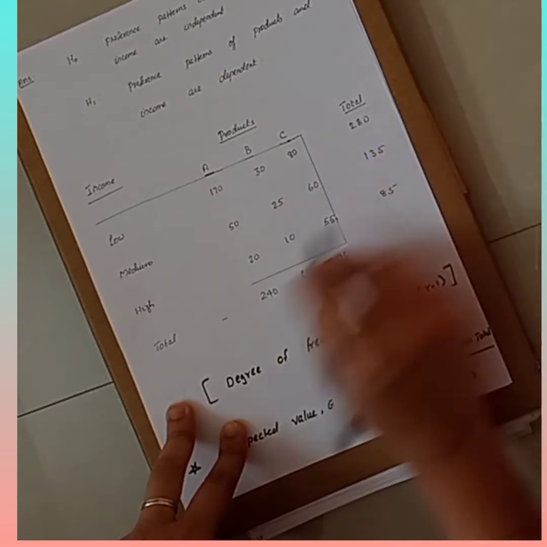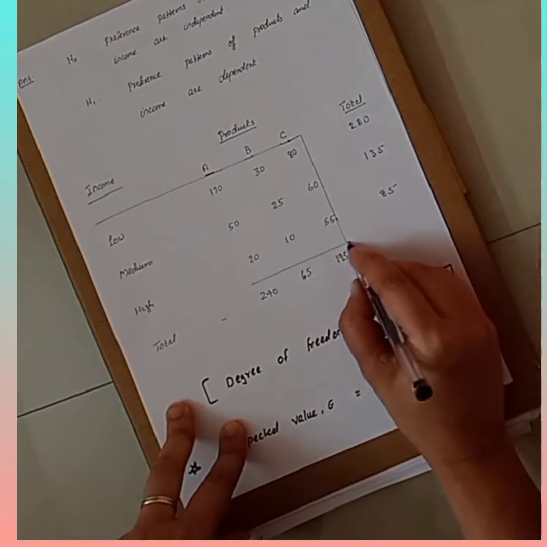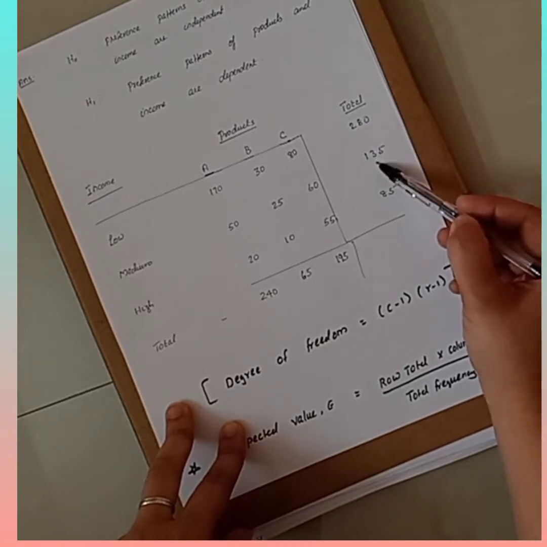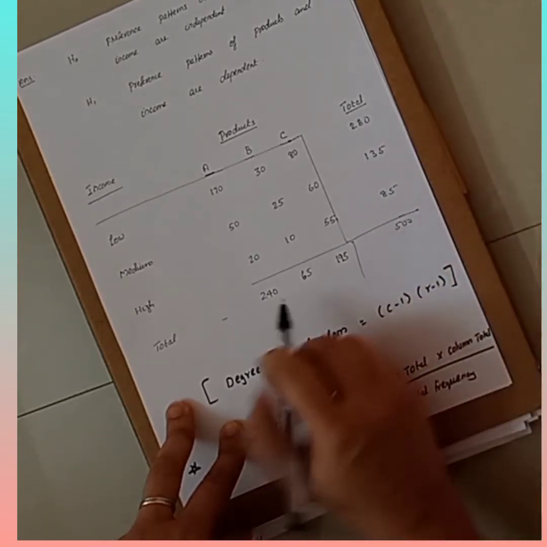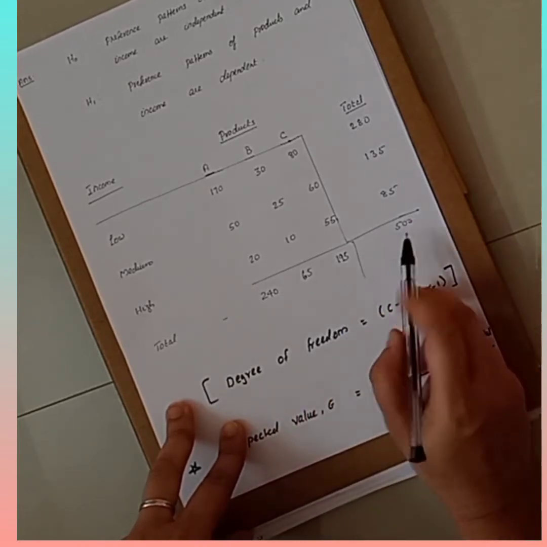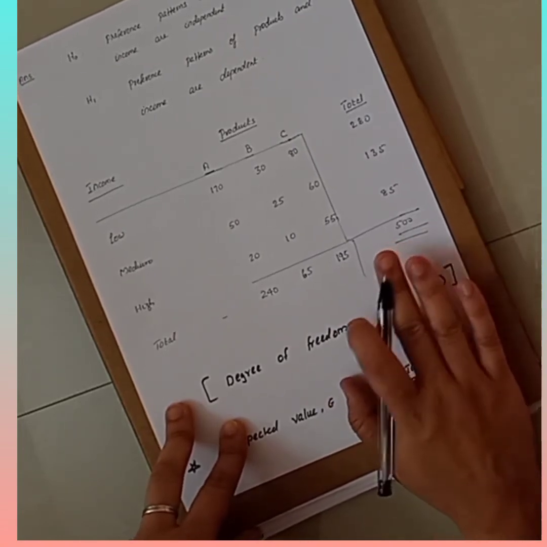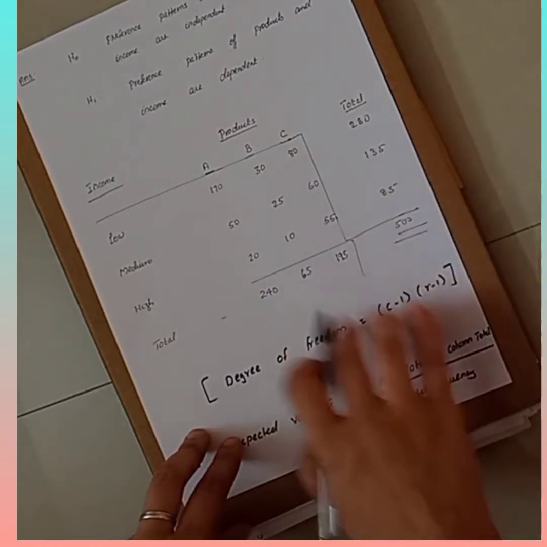So now we have row total and column total. Now just check whether these two are balanced or not. So 280 plus 135 plus 85 will give you 500. Again here, 240 plus 65 plus 195 is also giving you 500. So the total number is 500. Fine, the total frequency is 500. Is that clear? So we have the row total and column total.